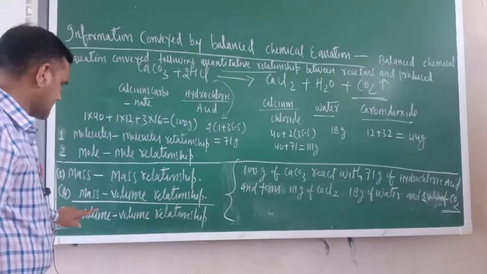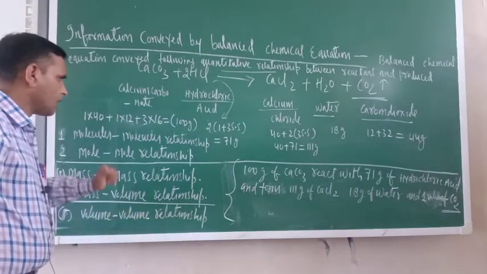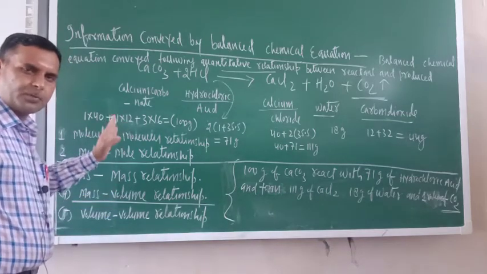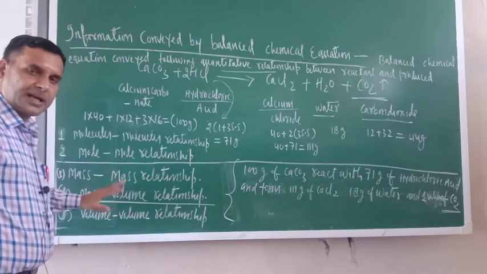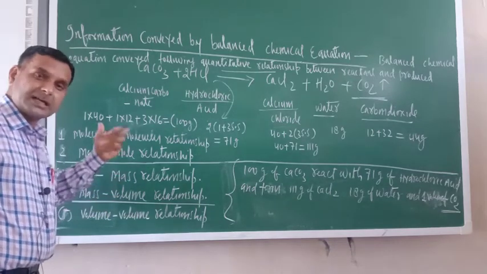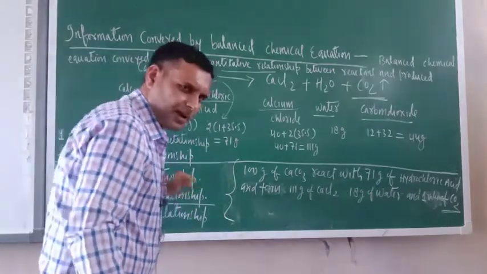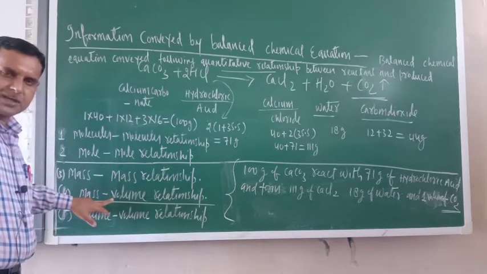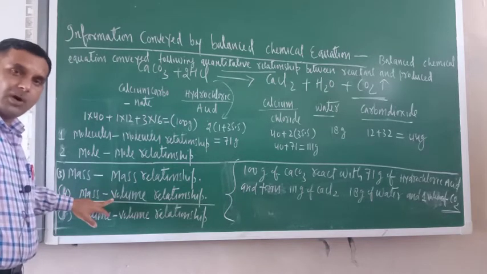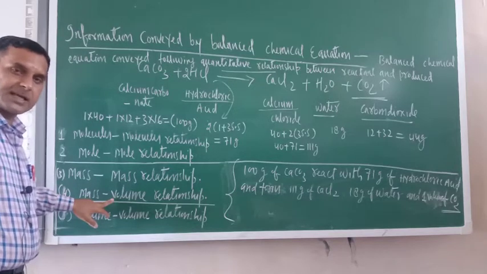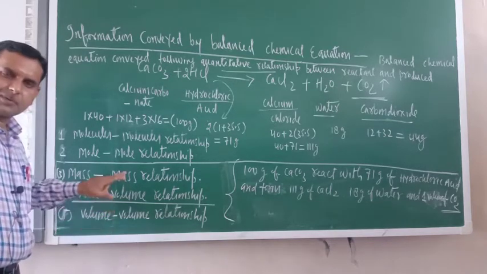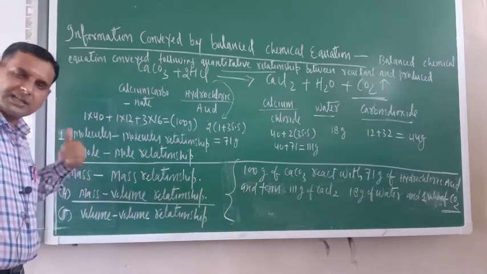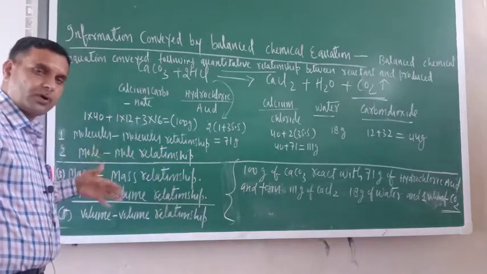What is the next one? Just see, the last one is the volume relationship. Volume relationships come into the picture when, on both the reactant and product side, only gaseous substances are there. We'll give you that information also. Just listen once again: mass volume relationship comes into effect when one of the reactant or product is gaseous. Volume relationship comes into the picture when reactant and product both are gaseous, because gaseous substances can be expressed in terms of volume.